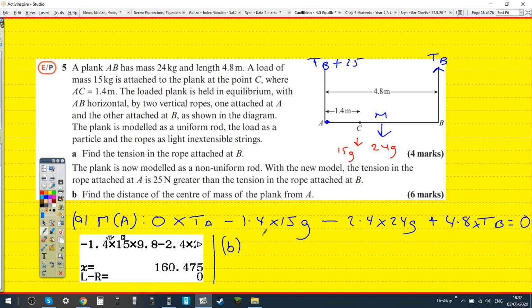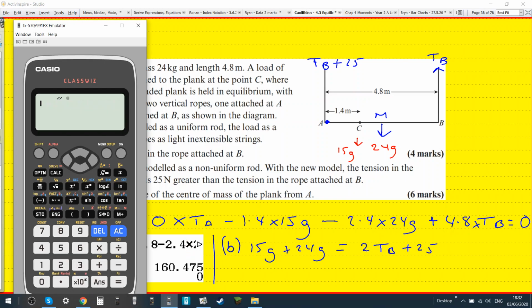So 15 plus 24g is 39g. Does that 39g equal 2tb plus 25? Sure does. So if we simplify, then we get 382.2 is equal to 2tb plus 25. So then 2tb equals 382.2 minus 25, which is 357.2. So then we divide that by 2 to get 178.6.